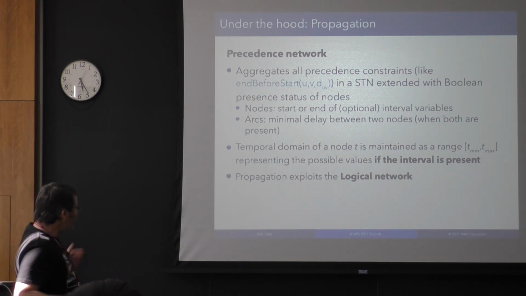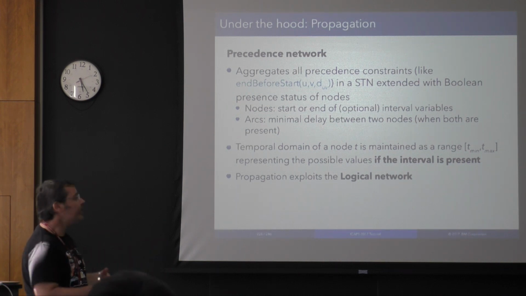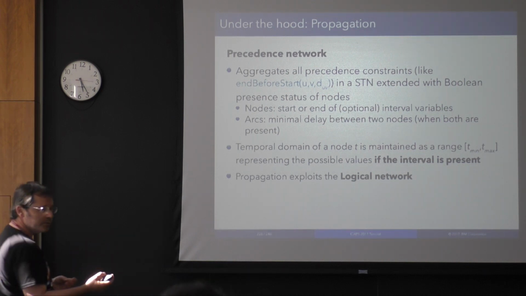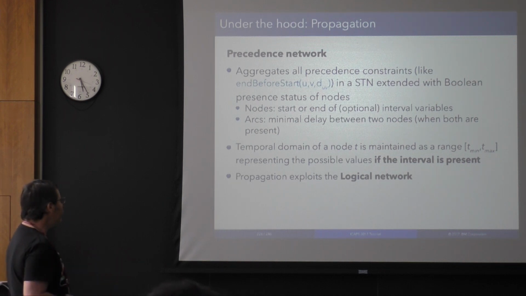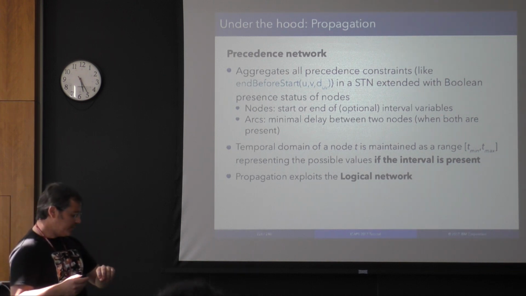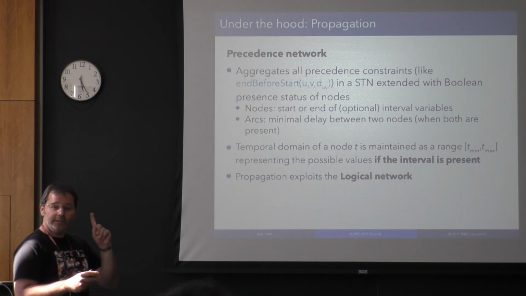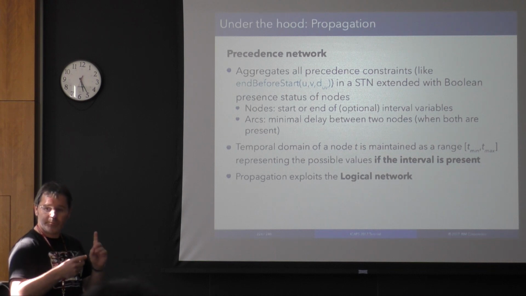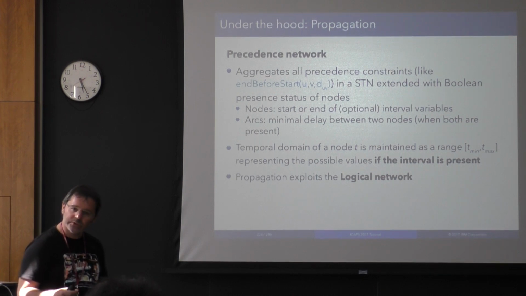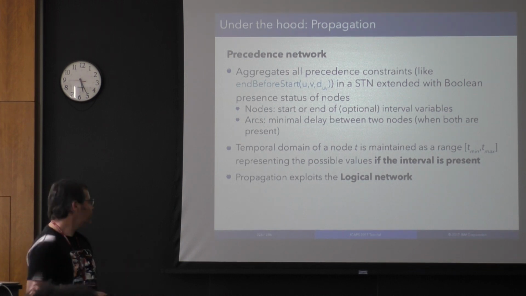The precedence network aggregates all the temporal precedence constraints into something like a simple temporal network, but extended with this notion of Boolean presence variable. So you have nodes that represent the start or the end of the interval variables. Arcs represent minimal delay between two nodes. What's important to know is that for each node, we maintain the domain, the min and the max of the value, for instance of the start time, and this is something very important, as if the interval would be present. So if you have an optional interval, whose optionality status has still not been fixed in the search, we maintain this bound as if the interval would be present, okay?